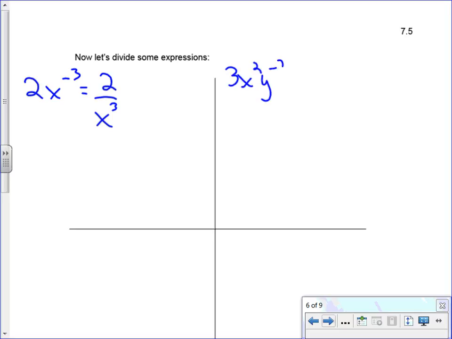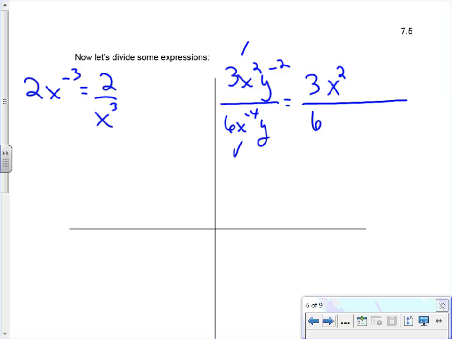3x squared y to the -2 divided by 6 x to the -4th y. We're going to start by looking at, do I want to rearrange anything? Anything with a negative exponent, I'm going to do the reciprocal. So I'm going to leave the 3 and the 6 right where they are. They do not have negative exponents. This one right here, this x, has a positive exponent. Leave it where it is. This one gets flipped. So it started in the bottom, flip it to the top. This y stays where it is. This y gets flipped. It started in the top, move it to the bottom. I meant to say, when you move it, make sure the power becomes positive.